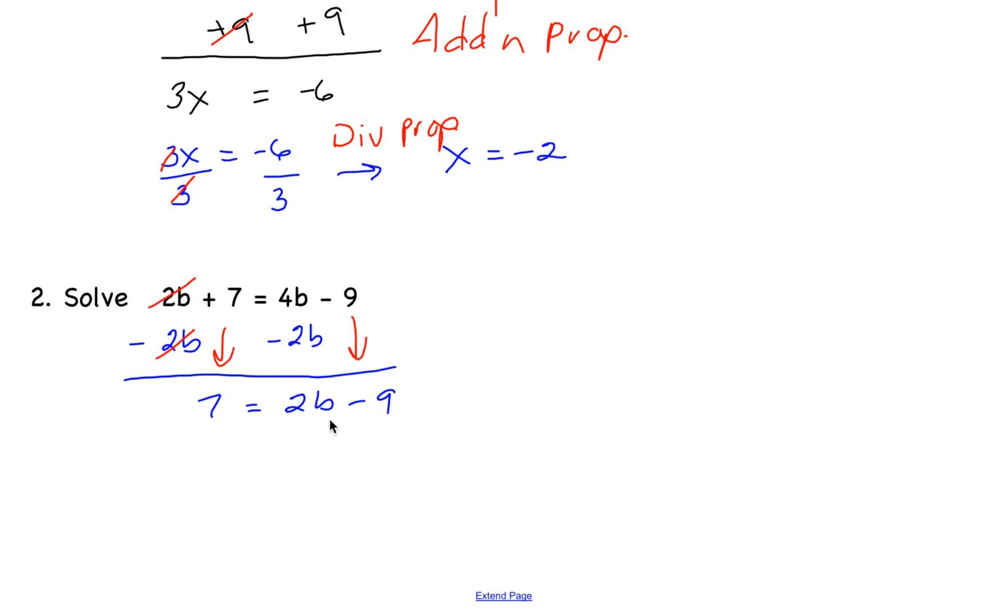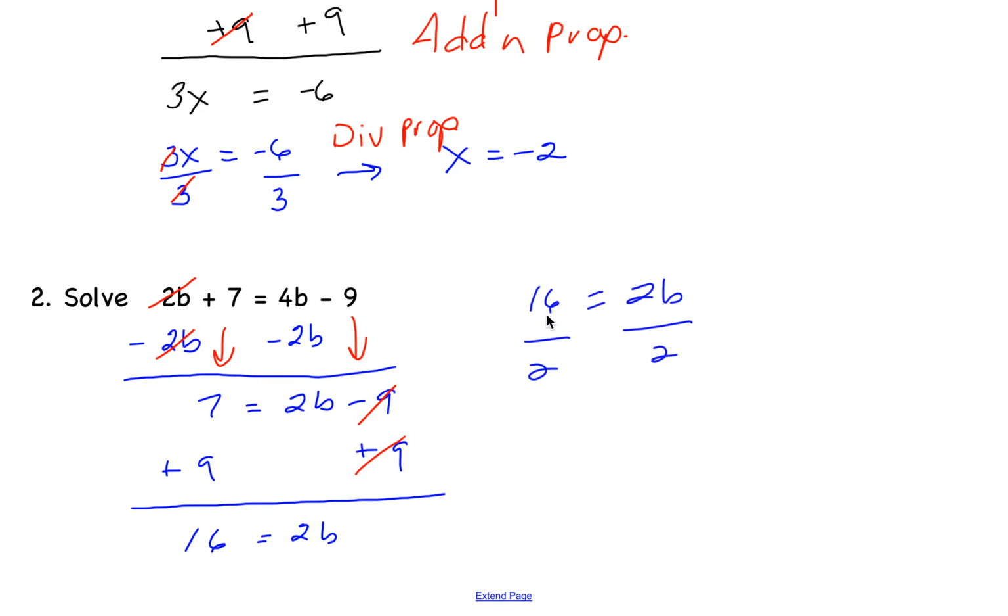Our next step is going to be to add 9 to both sides. Okay, when we add 9 to both sides, the 9's add to 0, a negative 9 and a positive 9. And then the 2b is going to come down on the right-hand side, so we would have 2b equals 16. And then we need to use our division property. 16 divided by 2 and 2b divided by 2. The 2's drop out here. 2 divided by 2 is 1, so we have b is equal to 8.